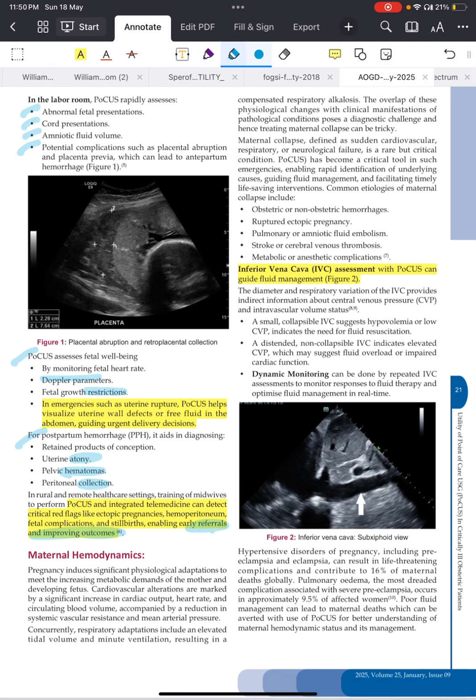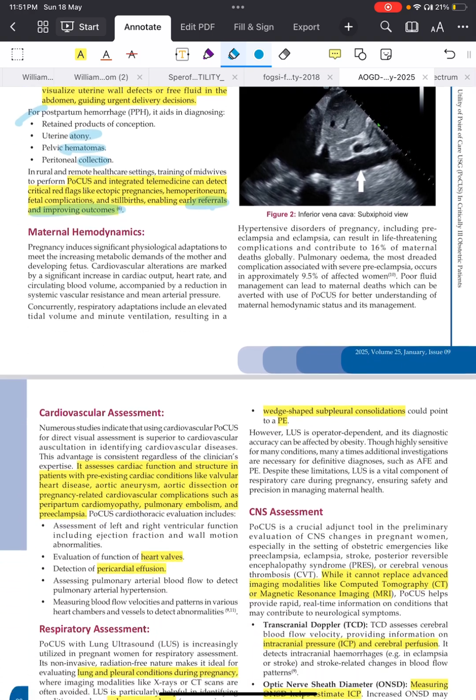One of the components, like IVC assessment, can be done. If the IVC is collapsed, that means it is hypovolemia. If the IVC is distended, that means there is elevated CVP, central venous pressure. So dynamic monitoring can be done.